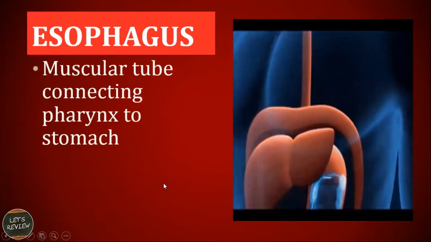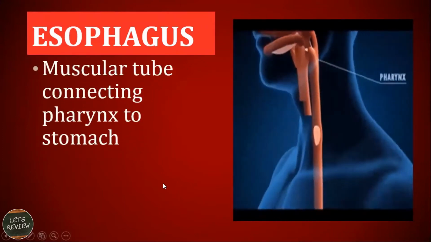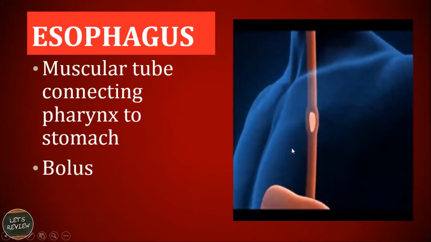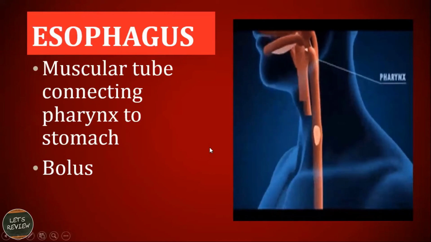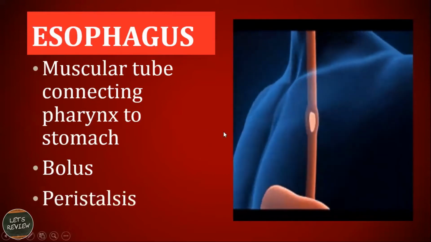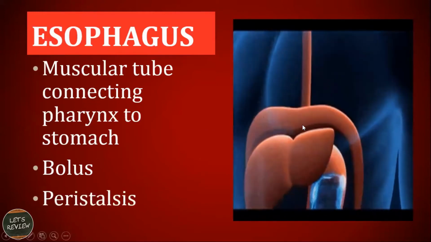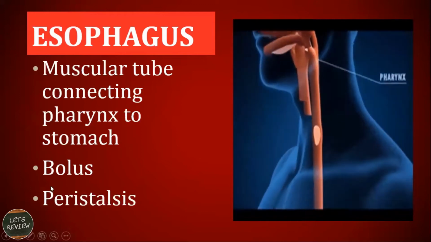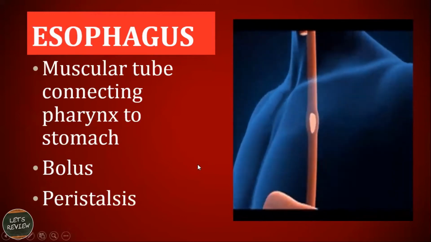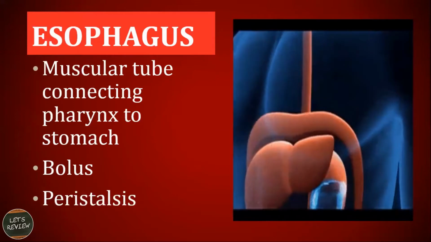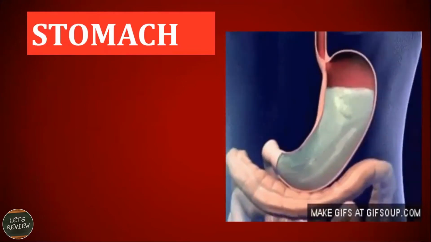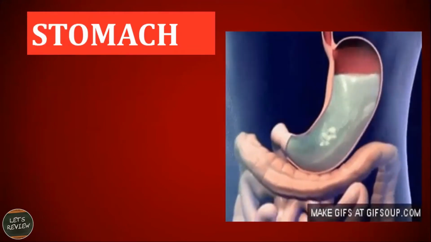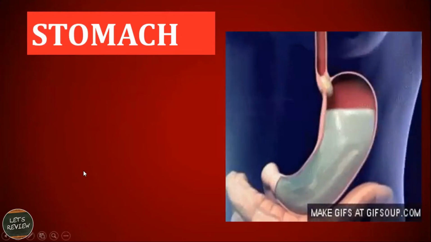The next part of the alimentary canal is the esophagus. It is a muscular tube connecting the pharynx to the stomach. The bolus is the food you chewed before you swallow. To let this bolus go down to your stomach, peristalsis happens, wherein the esophagus pushes the food downward towards the stomach.